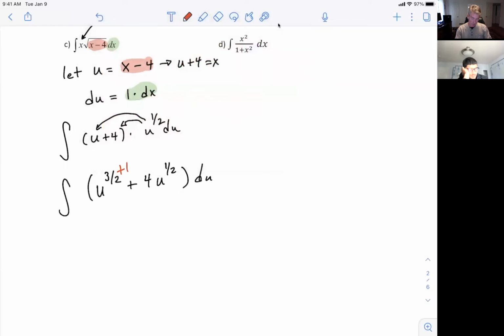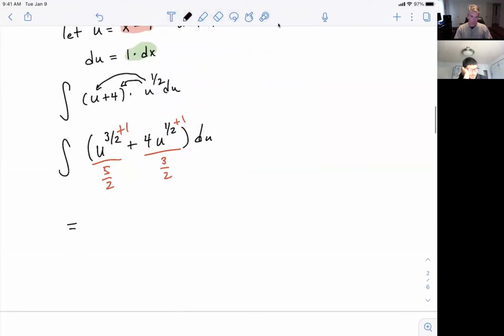And then it's time to add 1 to the exponent and divide by that number. So 3/2 plus 1 is 5/2, so divide by 5/2. And on the next one, 1/2 plus 1 is 3/2, so divide by 3/2. So then I don't need the integral symbol anymore. I already did the antiderivative, but I do need to invert the 5/2, so that's going to be 2/5, and then u to the 5/2. Also invert the 3/2, so that'll be 2/3. Ooh, I almost forgot the 4. There's also a 4 right there. And then u to the 3/2, and then put the plus c.